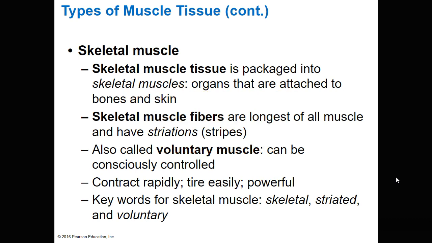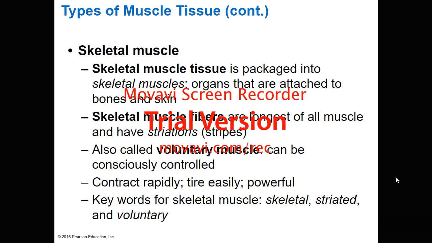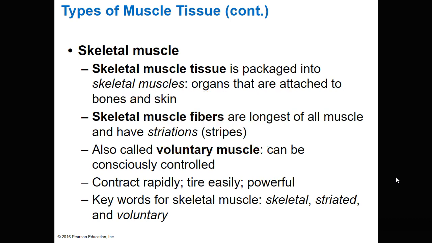All right, so skeletal muscle is also voluntary. So it's the only one out of the three types of muscle tissue that we have voluntary control of. So we can say in our mind, I want to pick something up, and your biceps will contract so that you can pick something up. So they contract rapidly, they tire easily, and they're powerful. So when you think of skeletal muscle, think of striated and voluntary.